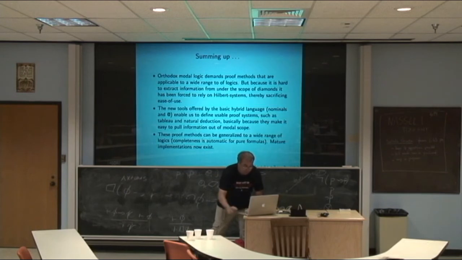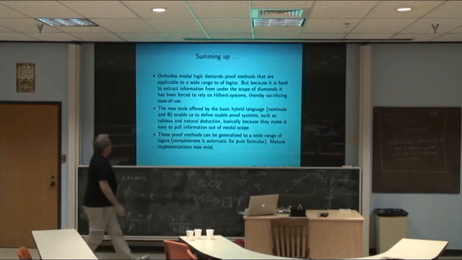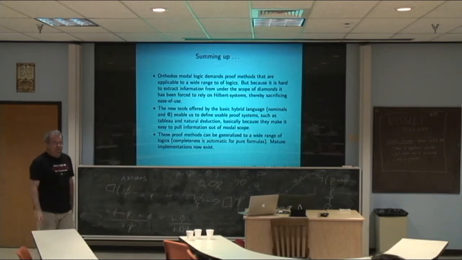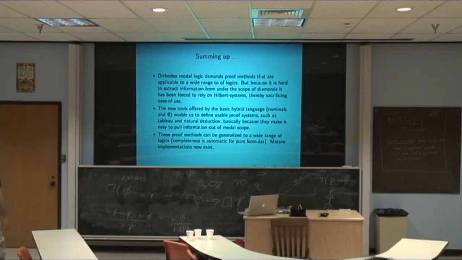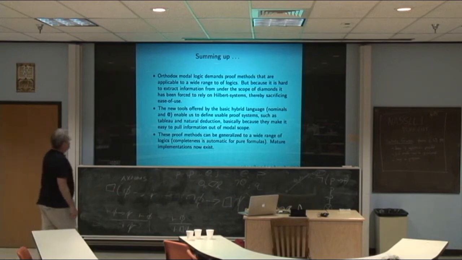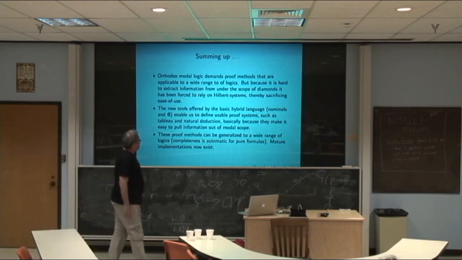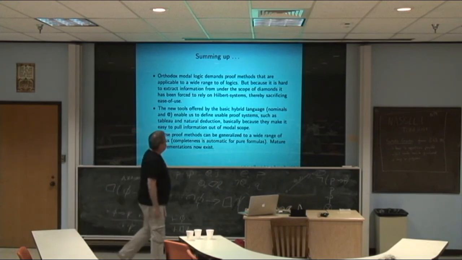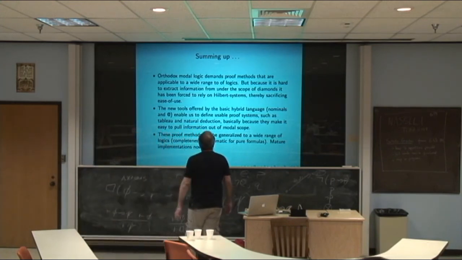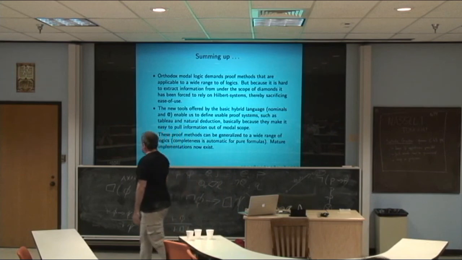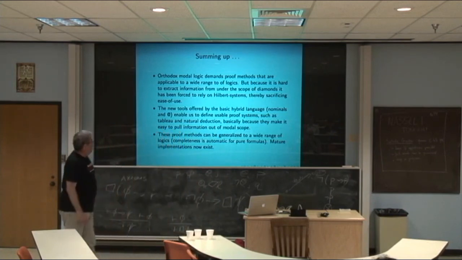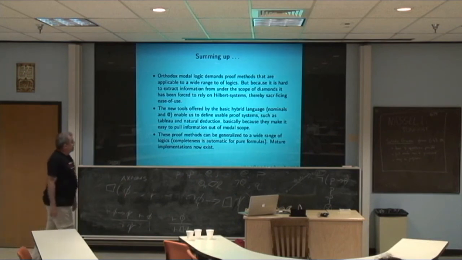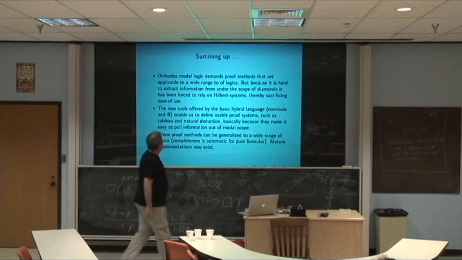Okay, so, summing up, this was a slightly weird lecture since it was a little more technical and a little less conceptual than the other ones. Basically, orthodox modal logic demands proof methods that are applicable to a wide range of logics. But because it is hard to extract information from under the scope of diamonds, it has been forced to rely on Hilbert systems or axiom systems, thereby sacrificing ease of use.